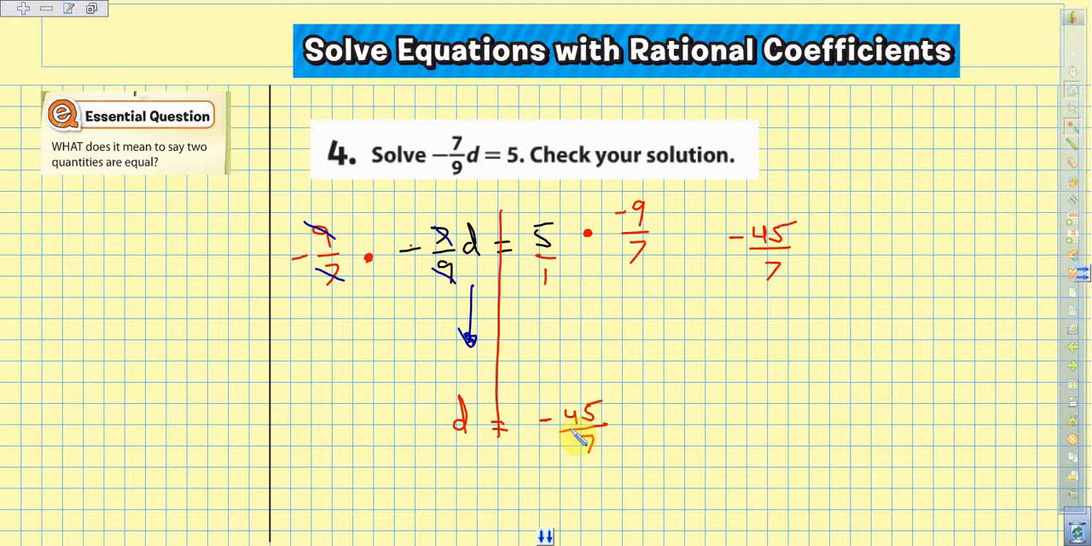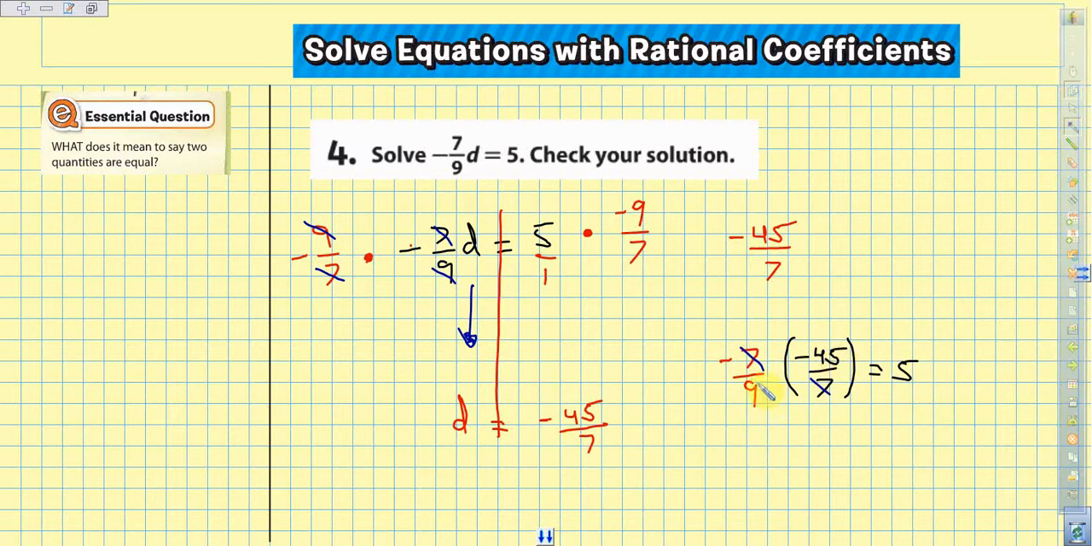Okay, so the question here is, how do I check my answer? Well, very simple. Take your -7 over 9, and then d is going to be -45 over 7. Okay, multiplying. It should all equal 5. Well, do a little cross canceling here to figure that out. Yes, negative times negative is a positive, so that works.